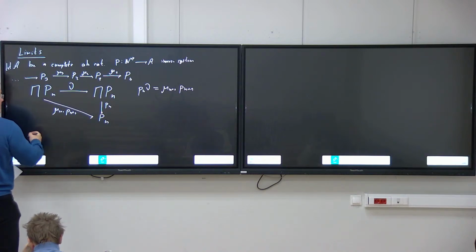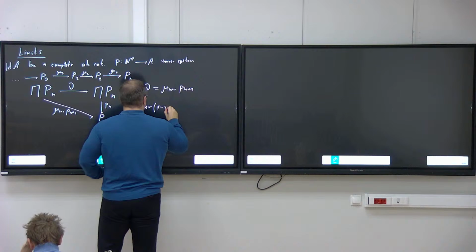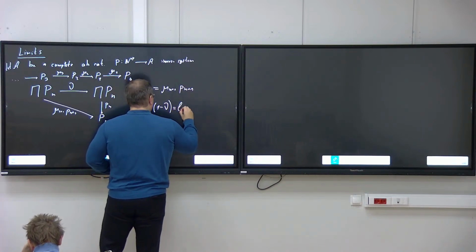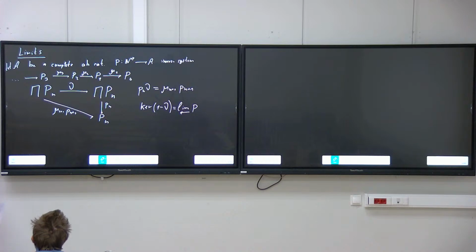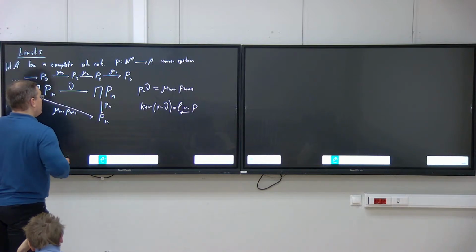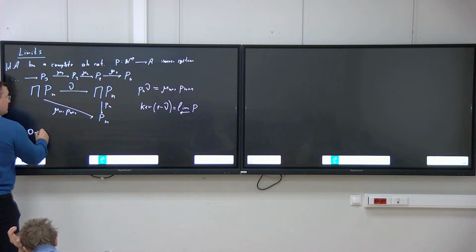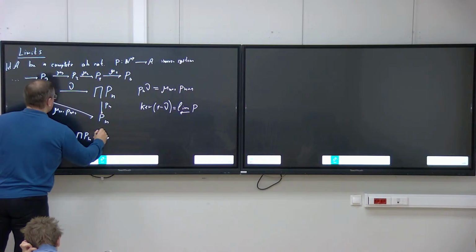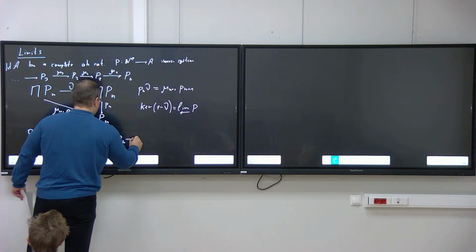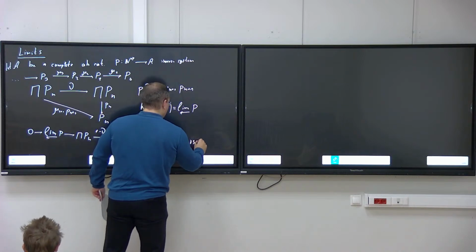Now, if I consider the kernel of the map 1 minus nu, then by a well-known theorem from standard category theory, this is the inverse limit of this sequence. So I have this kernel. If I suppose that this map is an epimorphism, then I get a short exact sequence like this: 0, inverse limit, product, 1 minus nu, product, 0. This makes sense if 1 minus nu is epi.